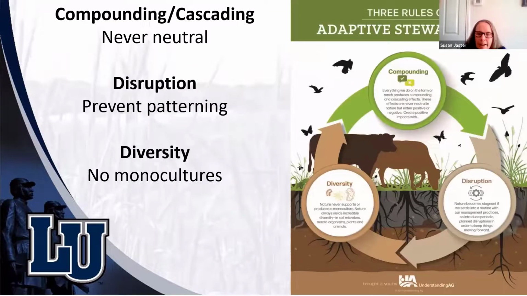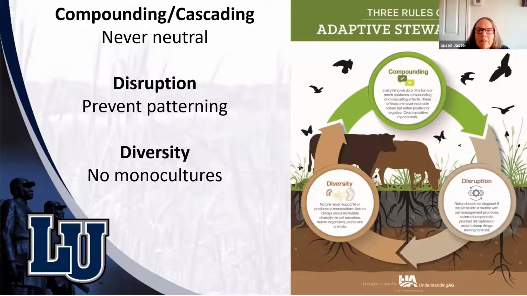Then we want to look at the adaptive stewardship. This shows that nature is compounding and cascading. Once you get things started, it gets better, and it has a cascading effect in that nature is never neutral. It's only positive or negative. And so the more we can help our farms to be more positive, the better off our soils are going to be, the healthier everything's going to be.